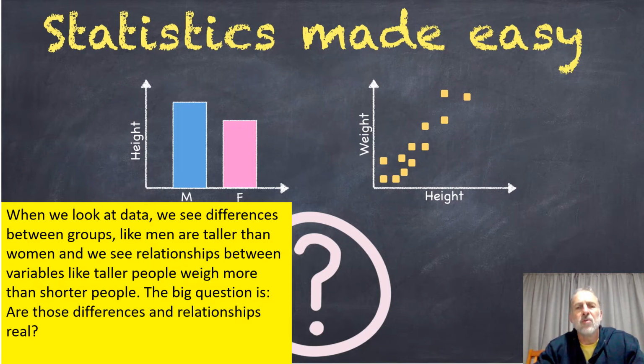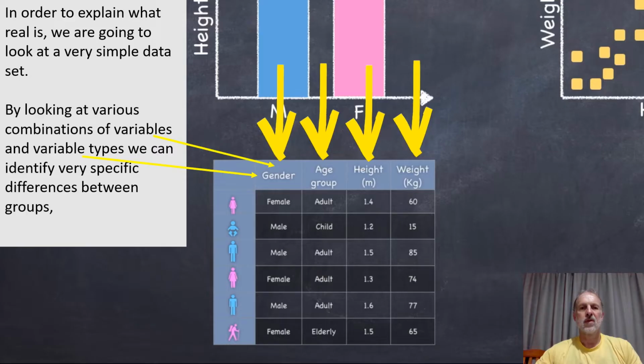When we look at data, we often see differences between groups, like men are taller than women, and we see relationships between variables, like taller people weigh more than shorter people. And the big question will then be, are those differences and those relationships real or not? In order to explain what real is, we are going to look at a very simple data set.